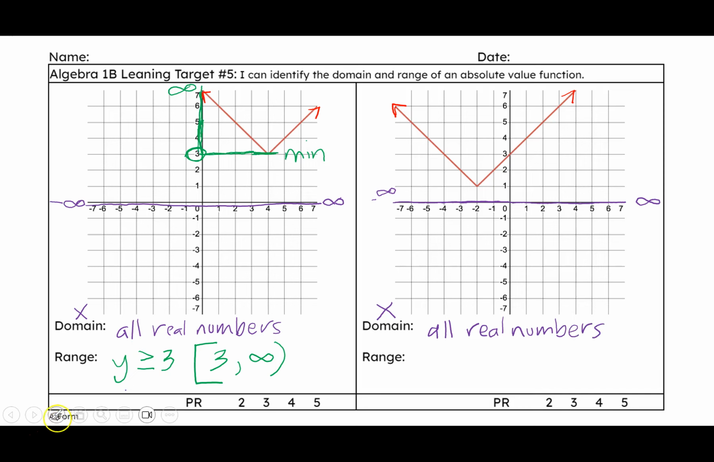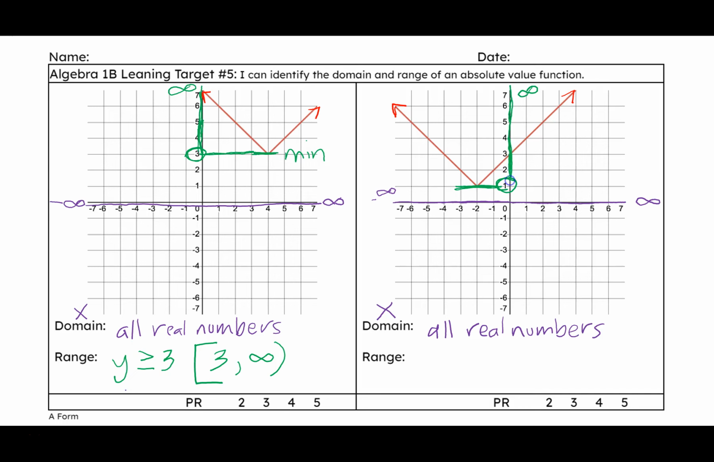And for range, this one also has a bottom. It has a minimum. But notice that these arrows go up forever. So for the y value, that's all the way up to positive infinity up here. But then there is a stopping point. Where is it? There's the bottom. Where does that hit the y-axis? That's right here at 1.